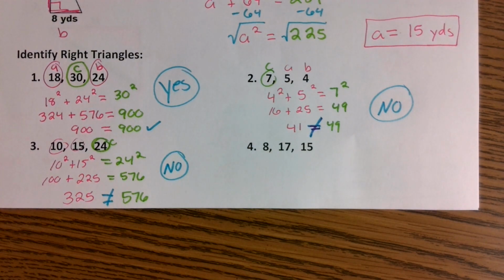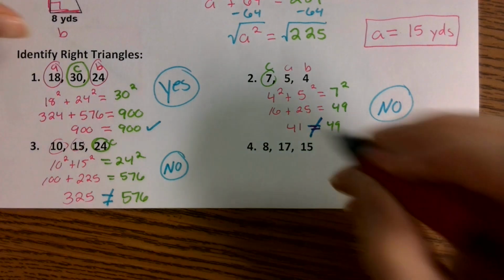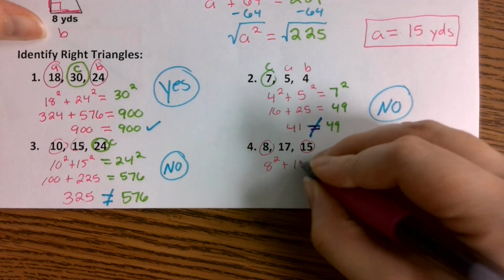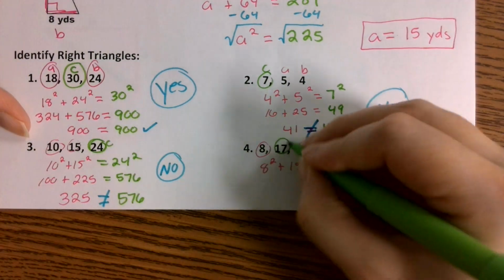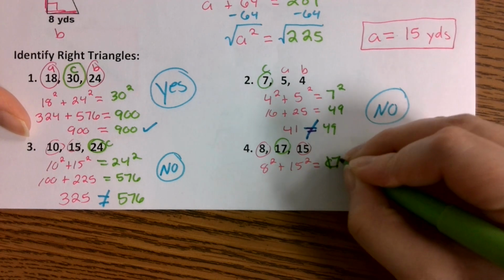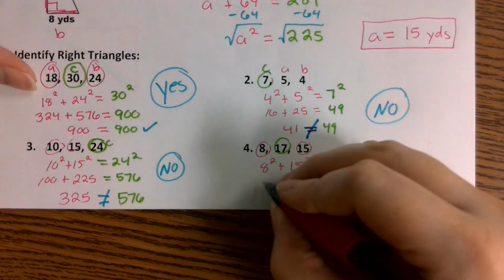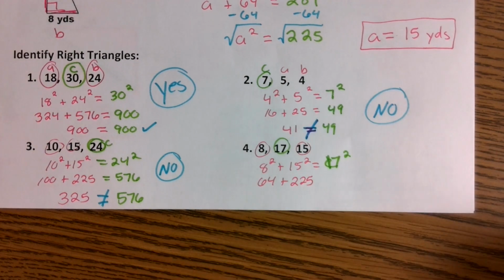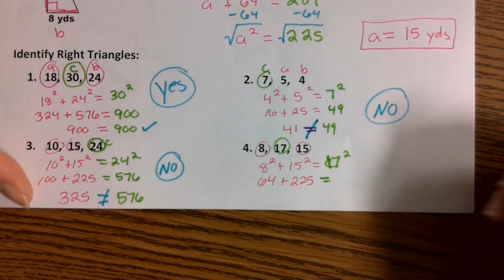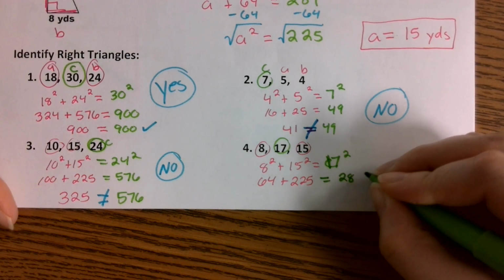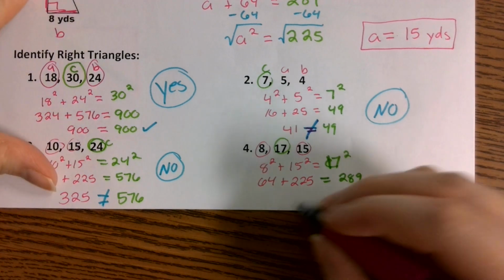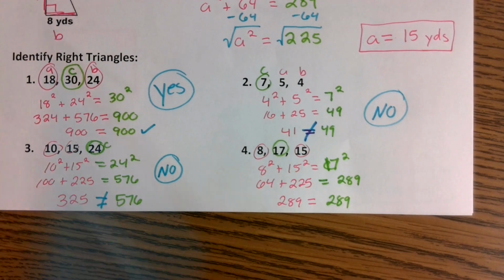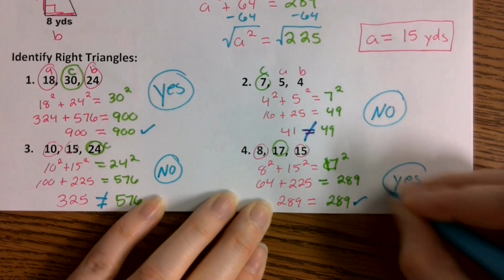What about problem number 4? Right triangle, yes or no? Yes. Okay, 8 and 15 are our A and B, so we have 8 squared plus 15 squared. 17 is our largest, that's our C, so we have 17 squared. 8 squared is going to be 64. 15 squared is 225. 17 squared is going to be 289. And when we add those together, we get 289. So 289 does equal 289. Yes, it is a right triangle.